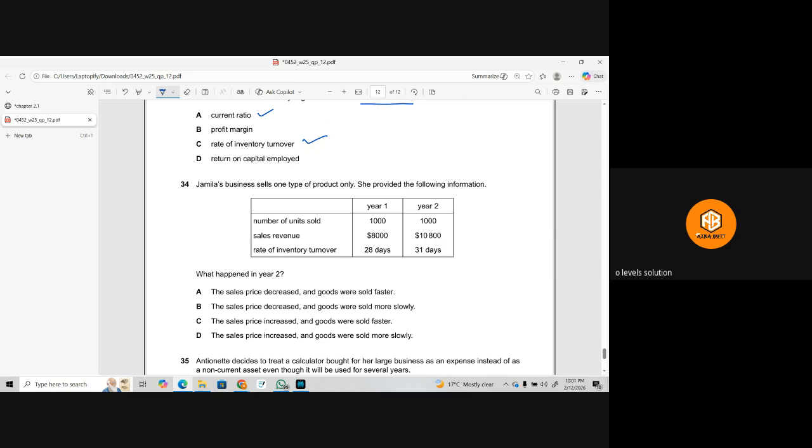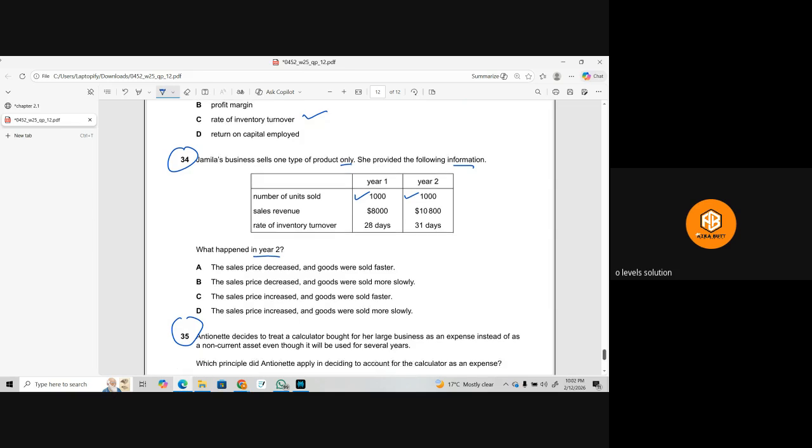Okay. Jamila's business sells one type of product only. She provides the following information. Number of units sold in year one, sales revenue is different, rate of inventory turnover is different. What happened in year two? As you can see, the sales price per unit in year one, 1,000 number of units sold, and the revenue was 8,000. Okay, we can solve this 34 and 35 in the next class.